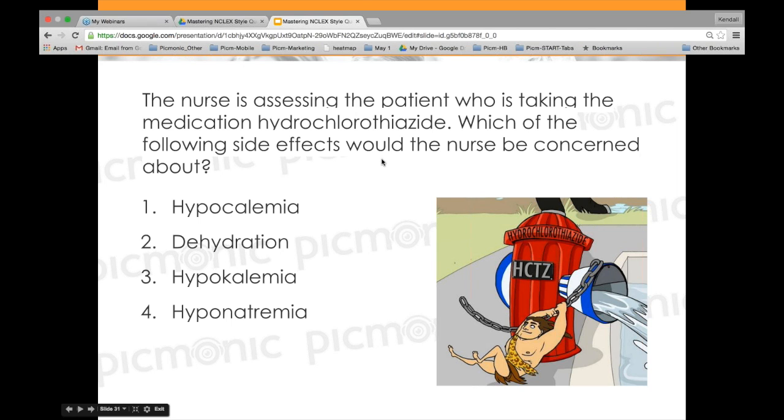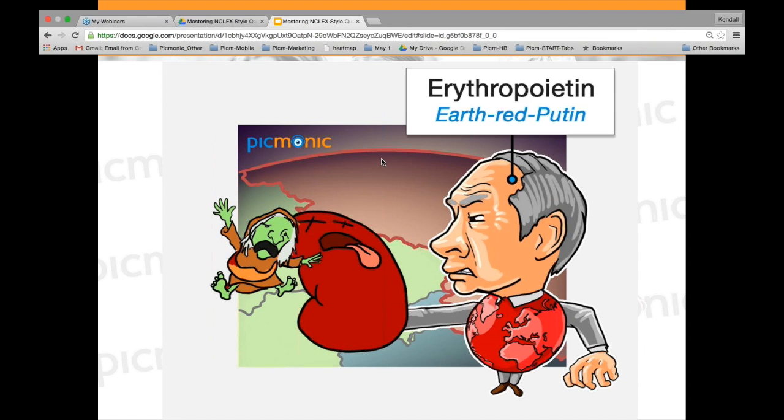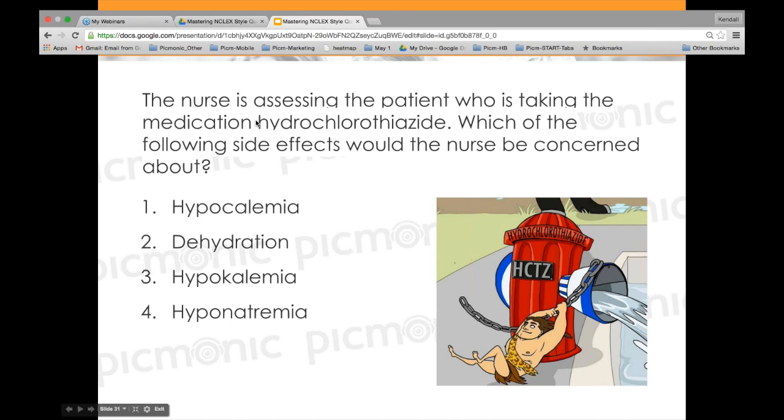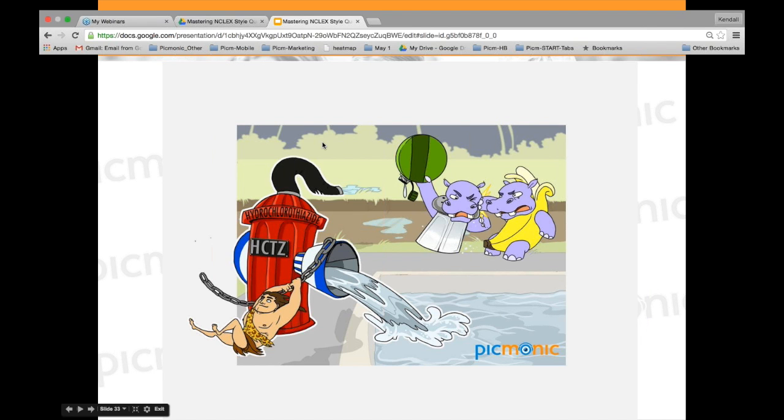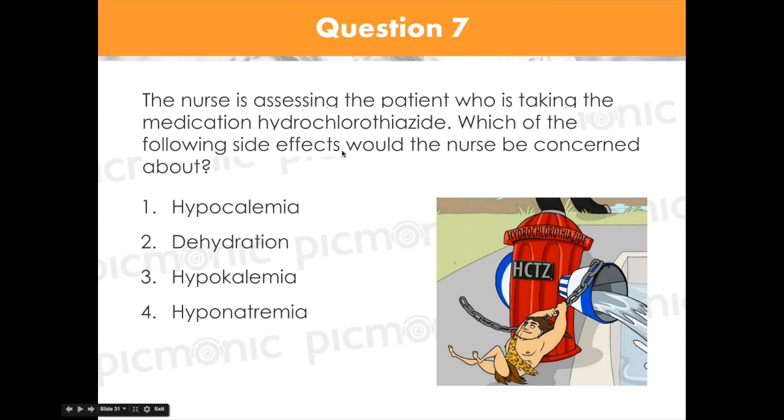So next question. Oh, never mind. Look what I did again. Every single time I click the button here, I skipped to the answer.